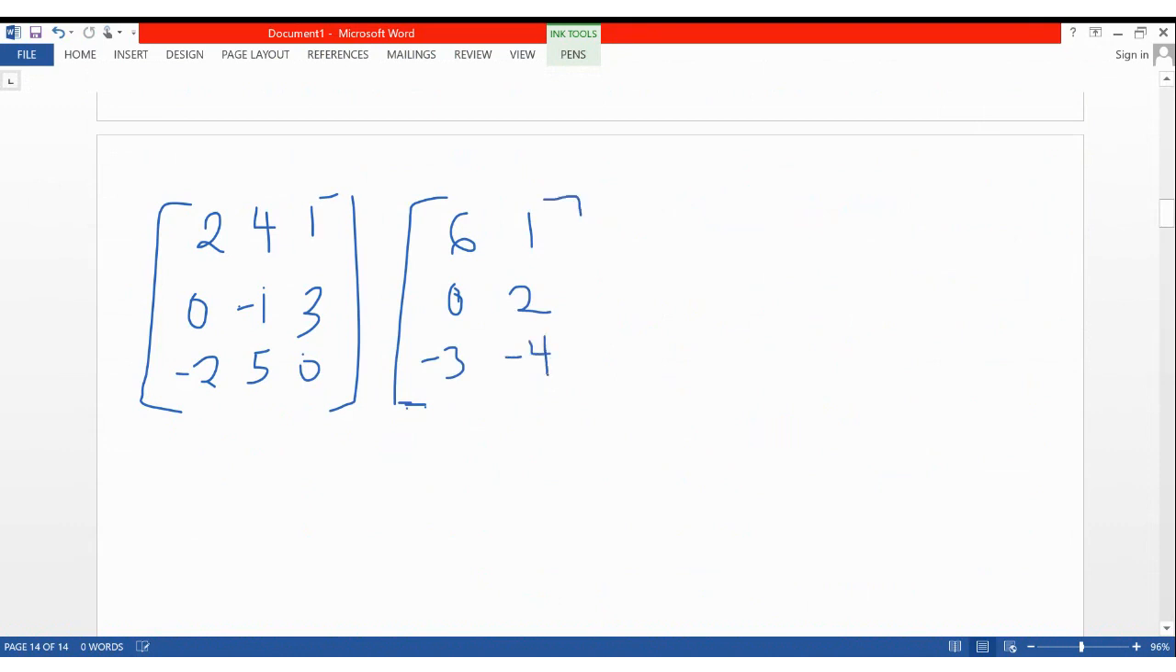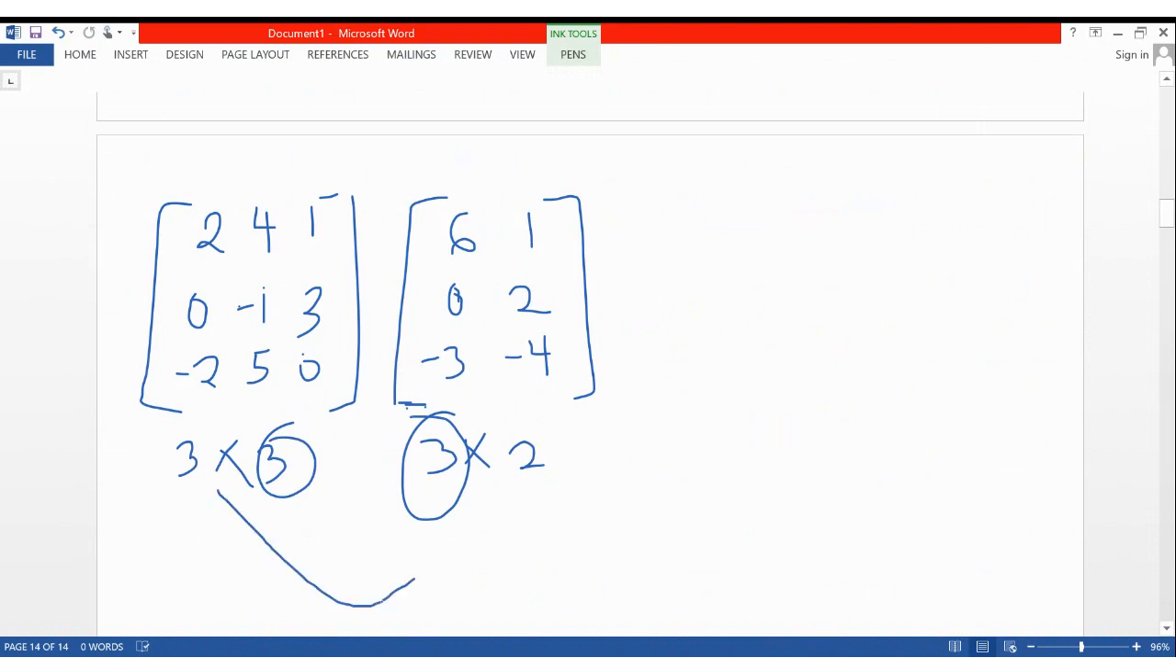So I'll go to the order. This one is a 3 by 3 matrix. This one is a 3 by 2. Is it possible to multiply? Yes, you can see. So the final answer here, when you multiply, you should expect a 3 by 2 matrix. Whatever is remaining, you should expect a 3 by 2 matrix. That will be the final answer.